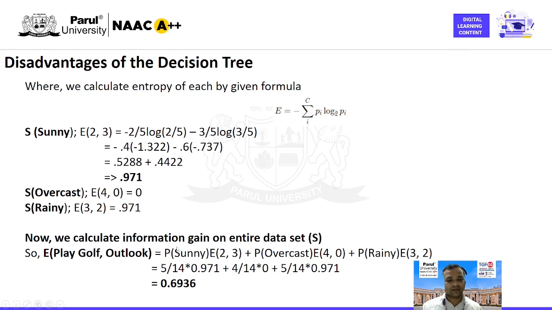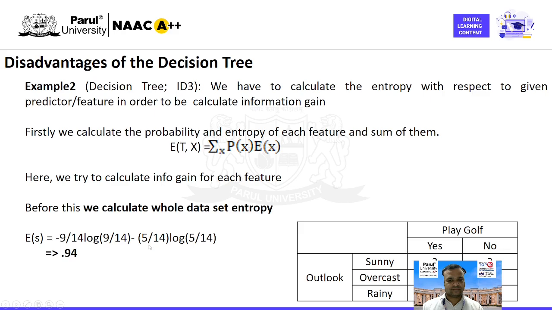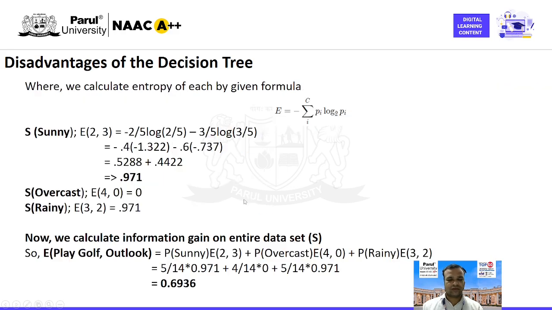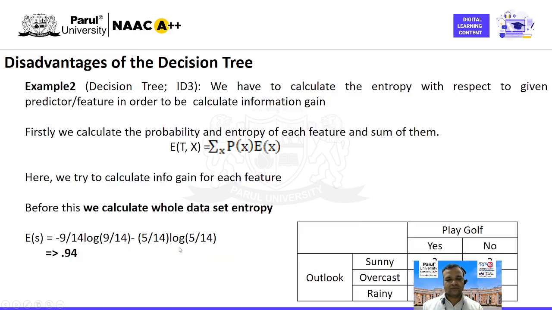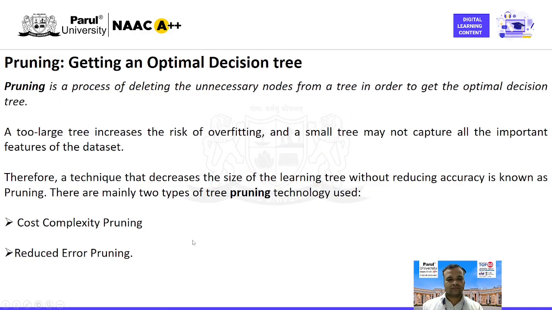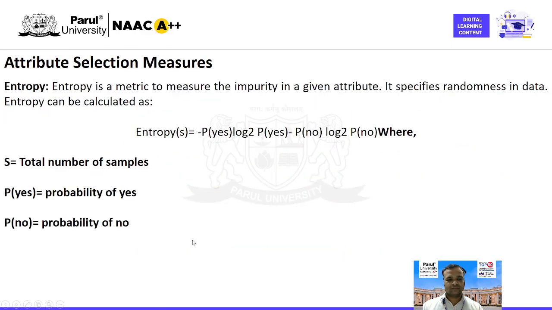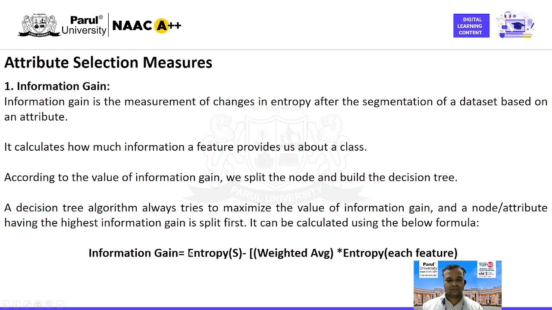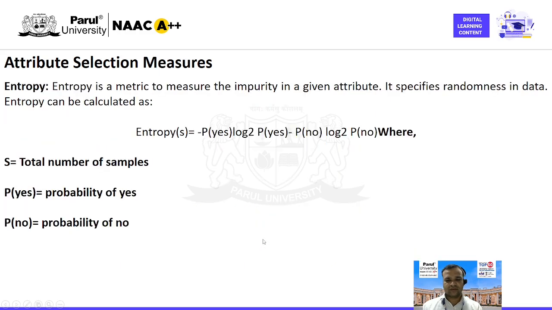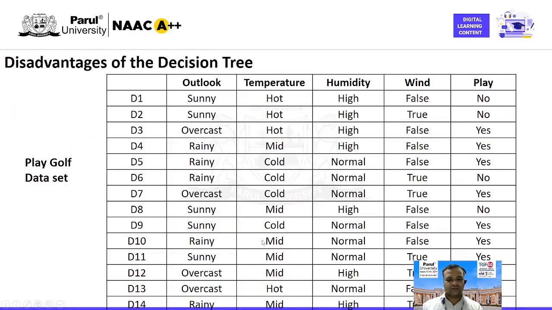Now we calculate information gain on the entire dataset S, that is, the entropy of play golf on the outlook feature. We put all the values in the given formula. Information gain is equal to the entropy of S minus this one. We put all the values in this formula.